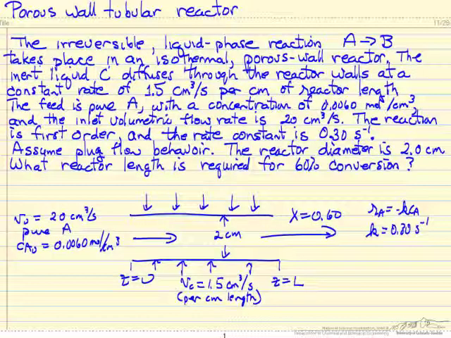So the first thing we do for any problem is draw a diagram to represent the process. So we have a plug flow reactor, certainly not to scale. The outlet conversion, 60%. Here's the rate expression. We have this flow of inert through the walls. It's 1.5 cubic centimeters per second for every centimeter of length. We have the inlet condition, and we're treating this as a plug flow velocity profile going through the reactor. And so essentially now what we don't know is L. So this is our unknown.